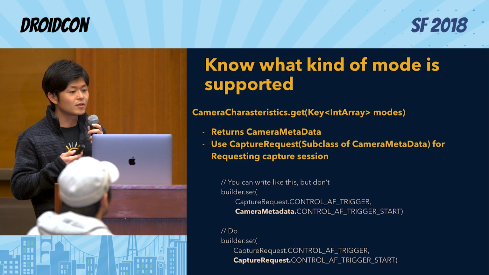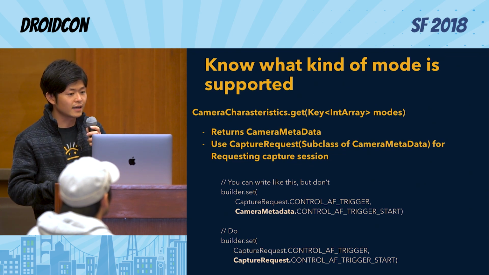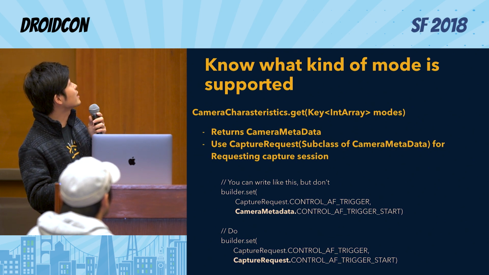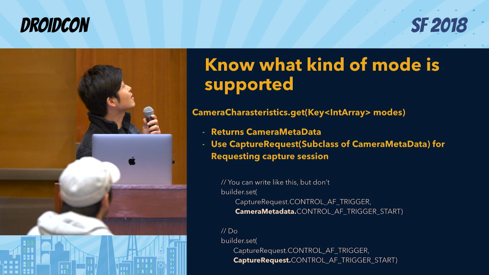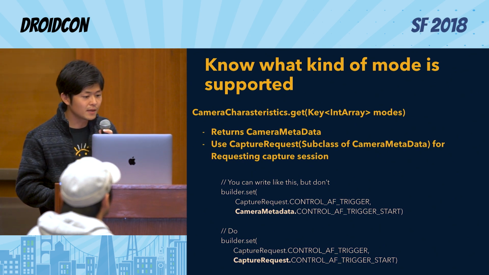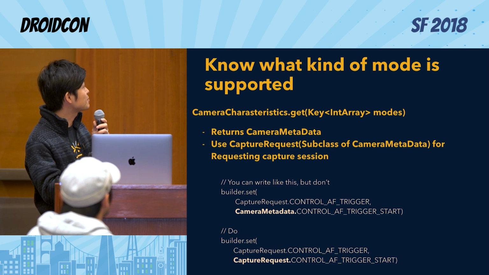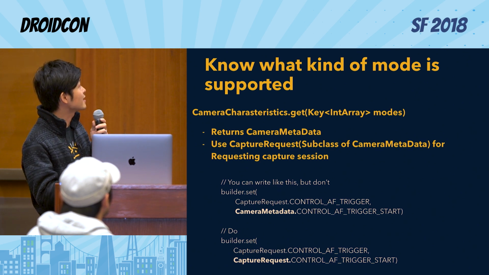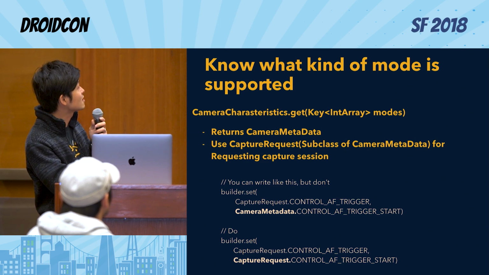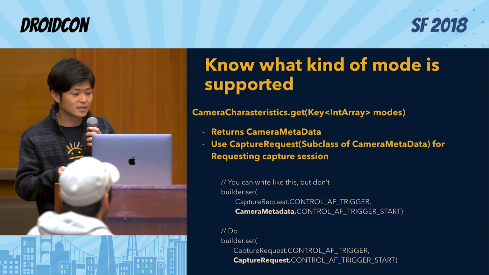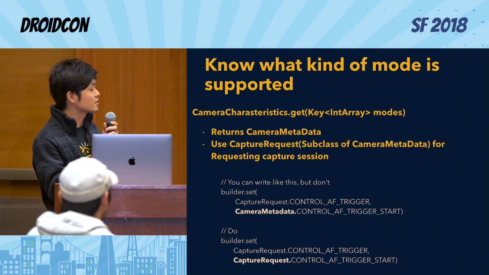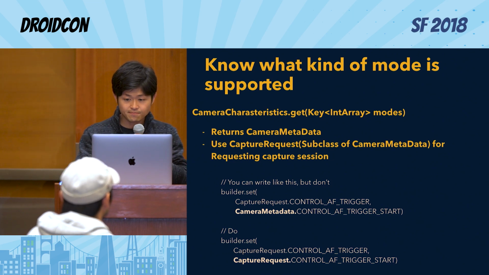So to get a mode, we request the modes from the CameraCharacteristics, and it returns the camera metadata, and then we can use that value to actually request the camera. As I mentioned, CaptureRequest is a subclass of CameraMetadata. So you can basically call CameraMetadata.CONTROL_AF_TRIGGER_START, but that can be confusing. So I would suggest using CaptureRequest.CONTROL_AF_TRIGGER_START here.